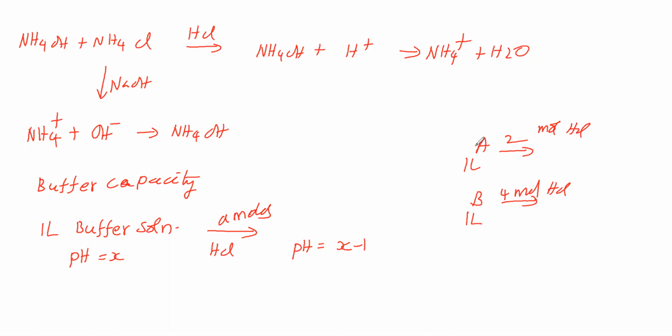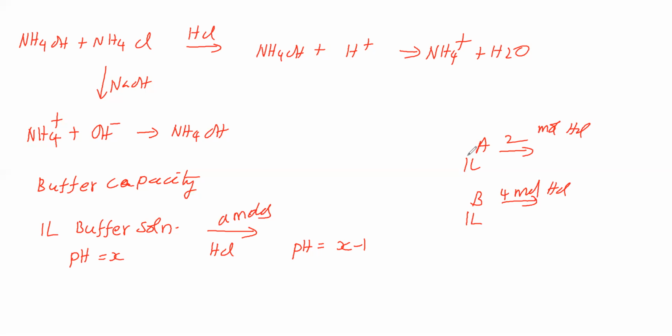Now you say, which buffer solution is better? Which buffer solution has higher resistance to change in pH? Shall we say B? So B has higher buffer action. B has higher buffer capacity. B has higher resistance power to change the pH when compared to A. So using buffer capacity, we can compare one buffer solution with another with respect to efficiency.